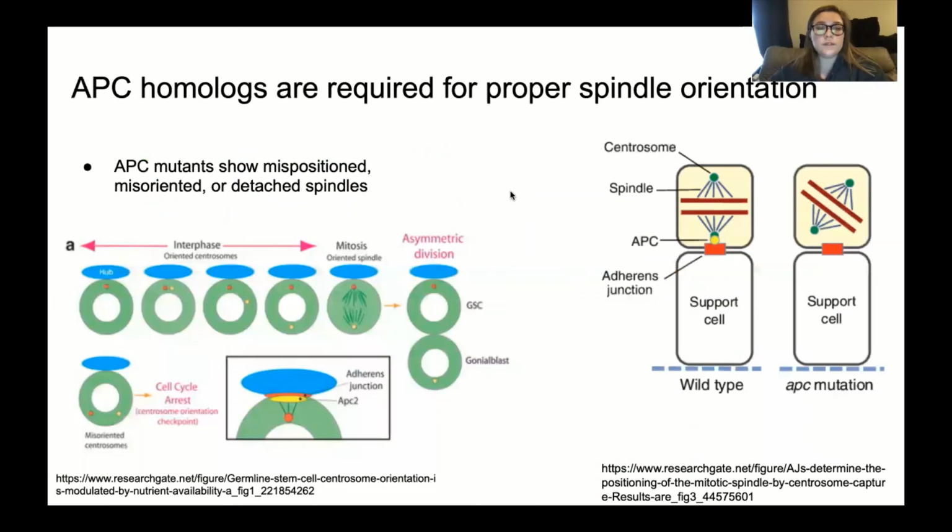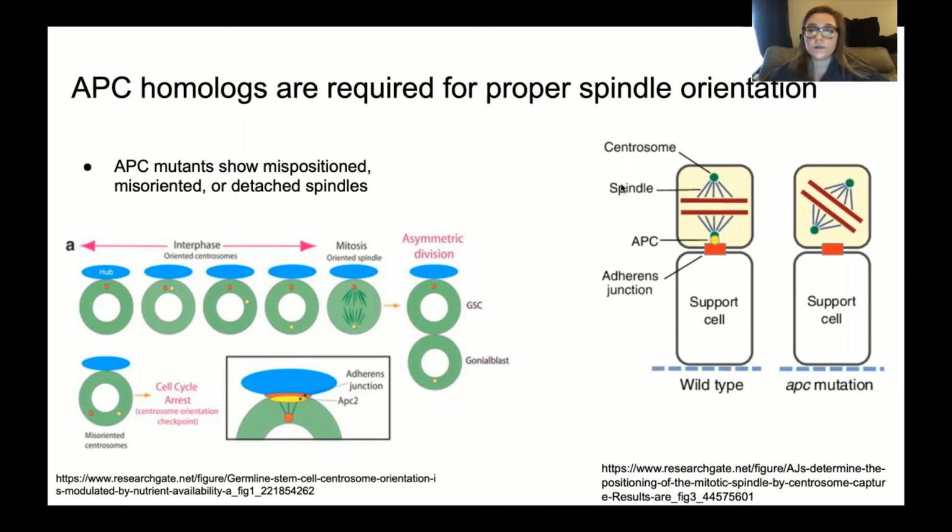And the third result is that APC homologs were also required for proper spindle orientation. So APC mutants show that the spindles were either mispositioned, misoriented, or detached, which leads to improper division. So this diagram here is just showing the changes throughout the cell cycle. Here, the centrosomes are at two different poles of the cell, leading to one self-renewing germline stem cell staying at the hub and the other going on to become a gonioblast and differentiate.